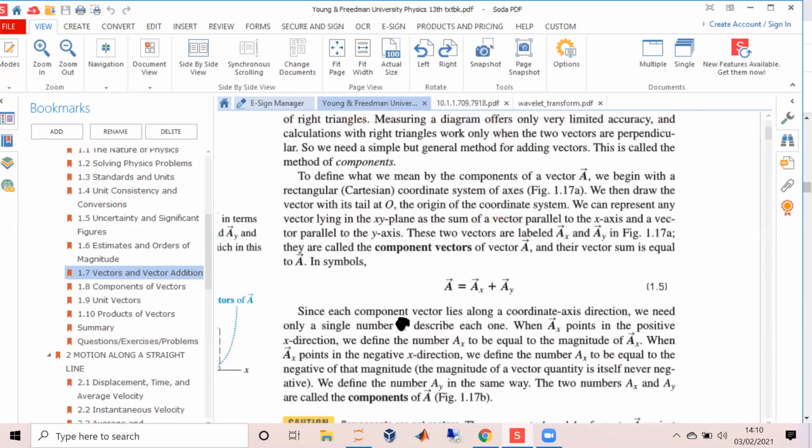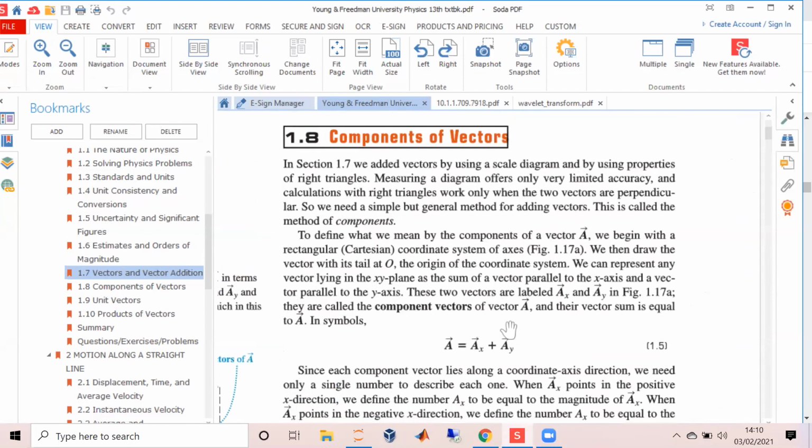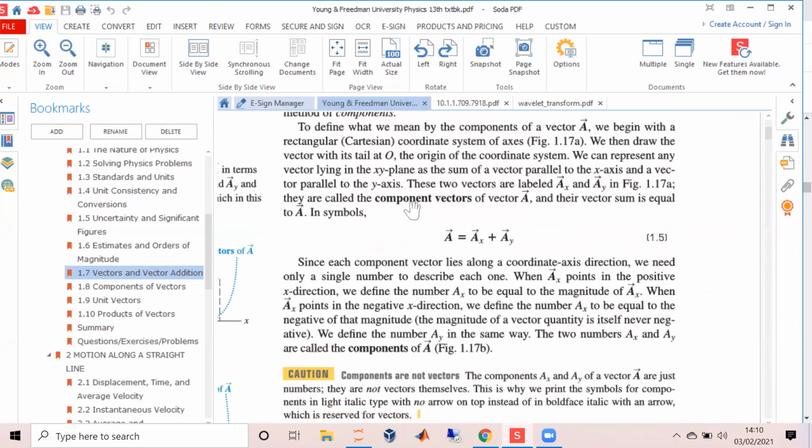So components of vectors, this is where I wanted to get. For example, the vector that we see here, A, is a 2-dimensional vector. Why do we know it's a 2-dimensional vector? Because it just has 2 components, so it can be described with just two components, X and Y in this case.